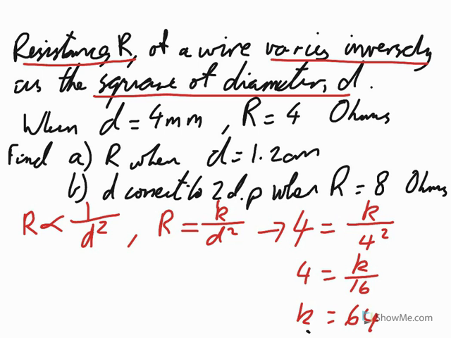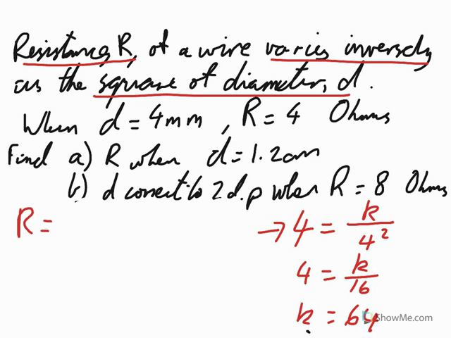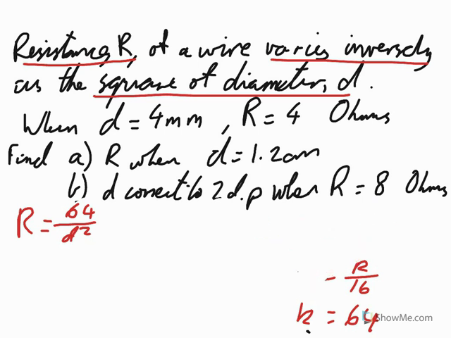Alright, so there we go. I'm just going to rub this out, because I'm going to refer to a few things written down in the question, so I want to keep that there. But as far as we know now, our resistance is equal to 64 over our diameter squared. Alright, so let's get rid of all of that.